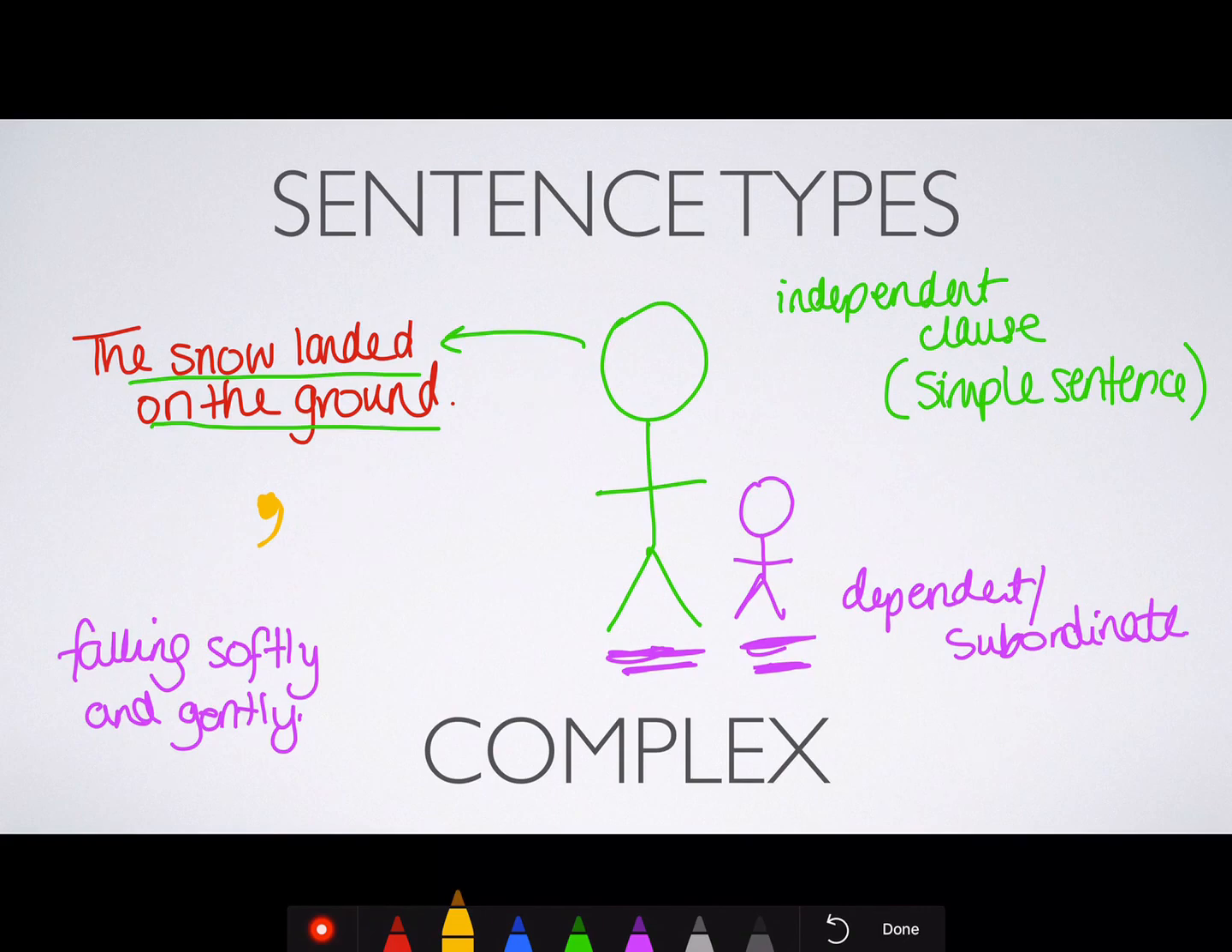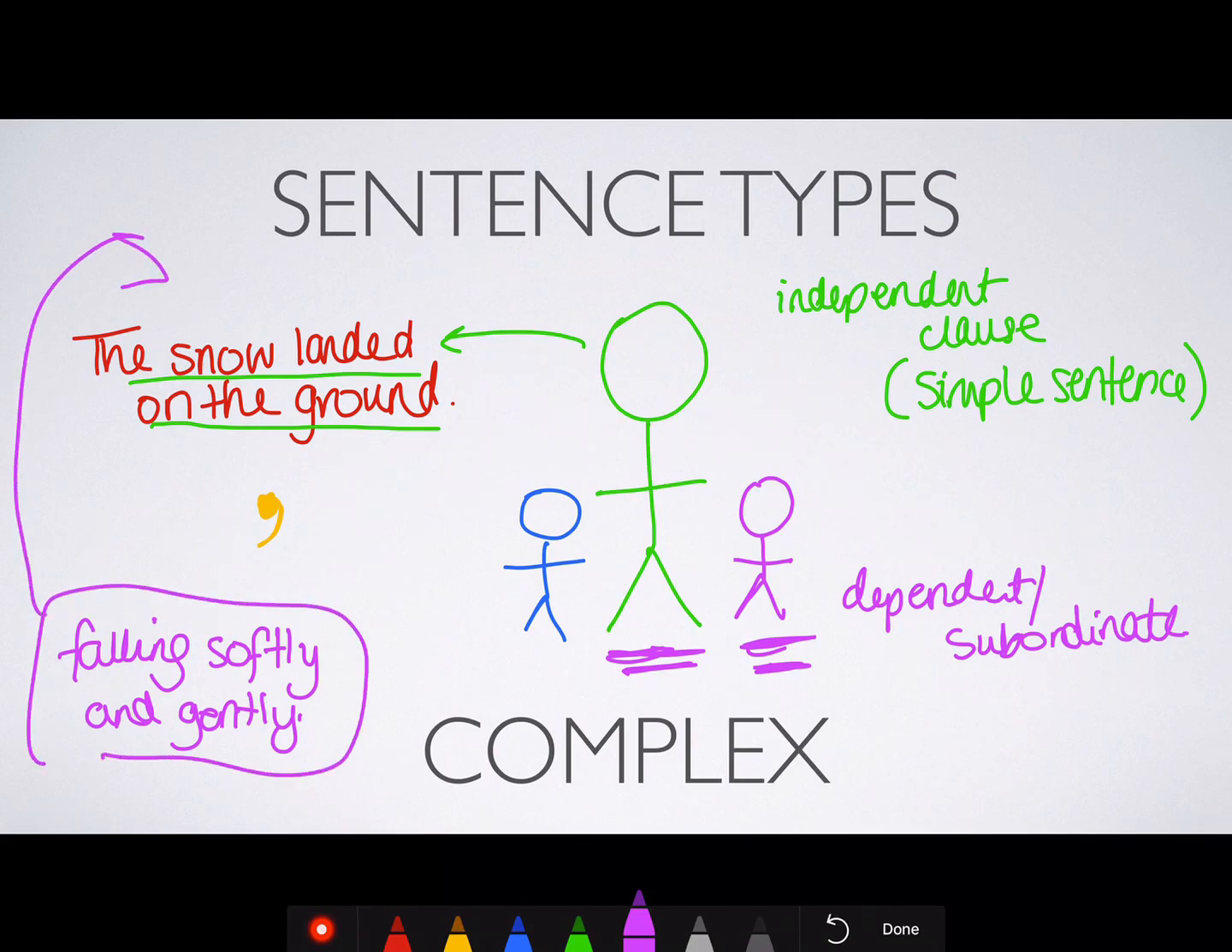Now, if we were going to be really clever, we can move this guy around. So let's say I wanted to put him at the front by here. I can do that. And if you then translate that to the sentence, so again, we have this bit here, but we move it up here. Falling softly and gently, the snow landed on the ground. And again, you would put the comma in there. So you'd have this bit plus this bit. Falling softly and gently, the snow landed on the ground.